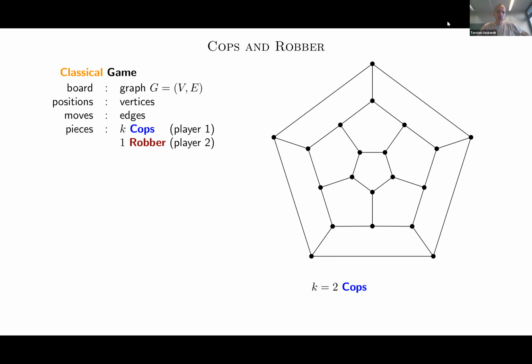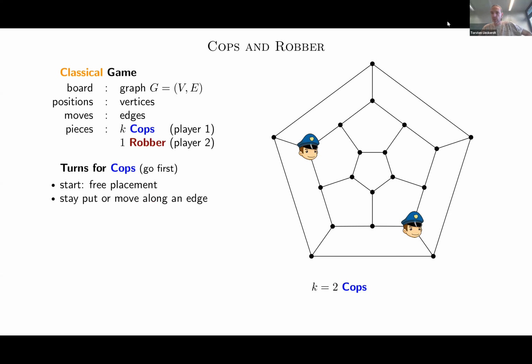Now, how does it work? They take turns alternately, starting with the cops. The cops start, and at the beginning, they just place their pieces on the board. They place their cops on the vertices of the graph. Here, like this, my two cops are on my graph. There is no restriction where to place them. They can place them anywhere. And then when it's their turn, they can always move a piece along an edge. Since they have several pieces, in the cops' turn, every cop can move along one edge or stay put where he is.